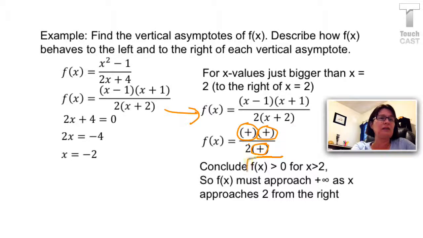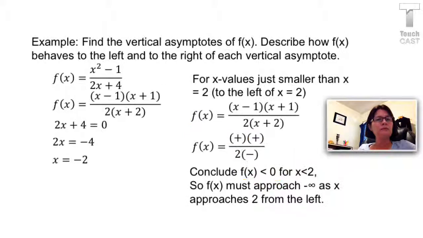So I can conclude that my y values are going to be positive. So this is what I've said here. f of x is greater than 0 means the same thing as f of x is positive, means the same thing as the y values are positive. So I know for values of x that are bigger than 2, as I approach x equals 2 from the right, f of x is going to approach positive infinity.